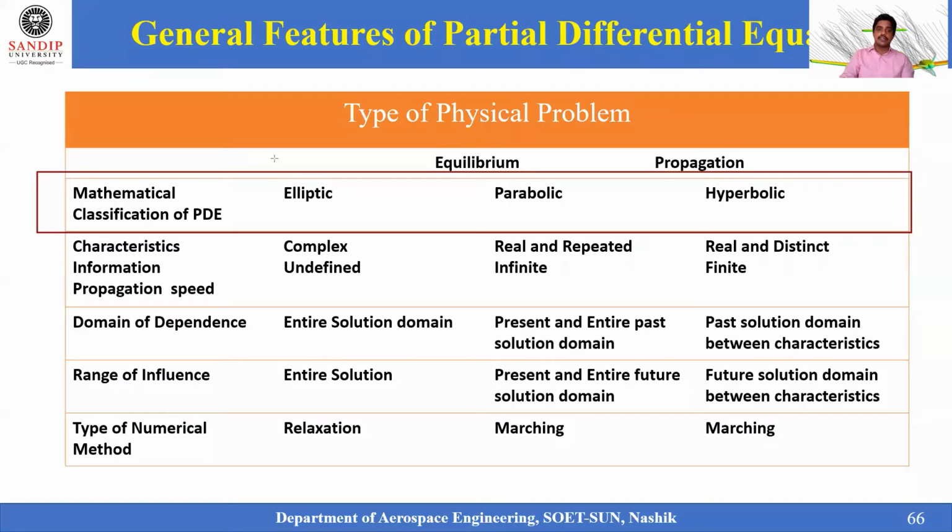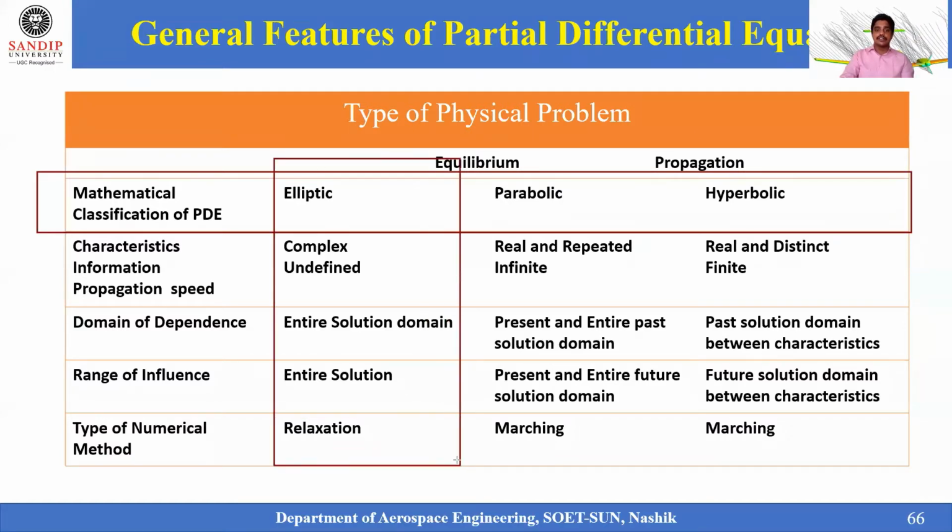As far as the elliptical is concerned, the characteristics, information and propagation speed are as follows. The characteristic information is complex and undefined, and the domain of dependence is the entire solution domain, and the range of influence is the entire solution, and the type of numerical method is a relaxation method. Now coming to the other one, that is the parabolic part.